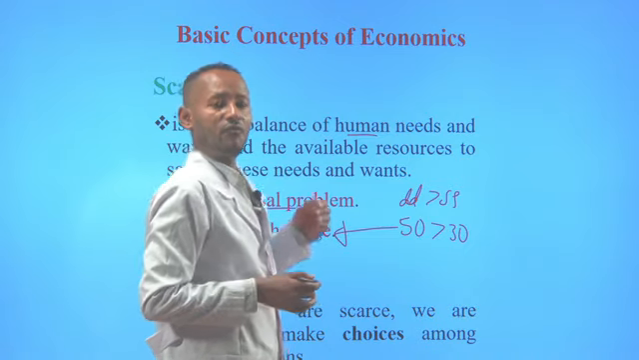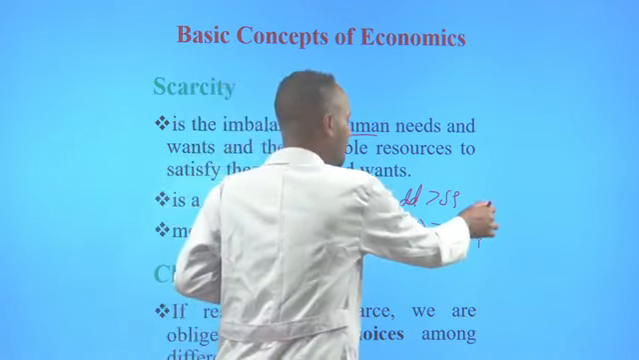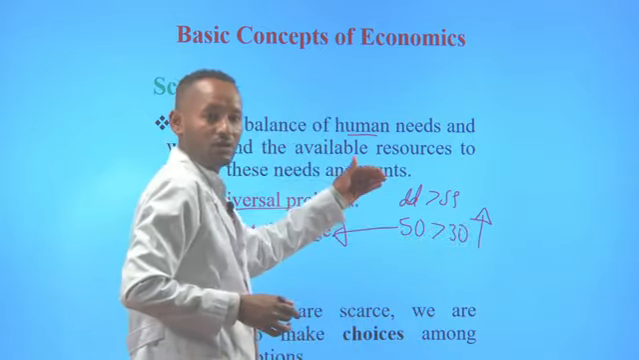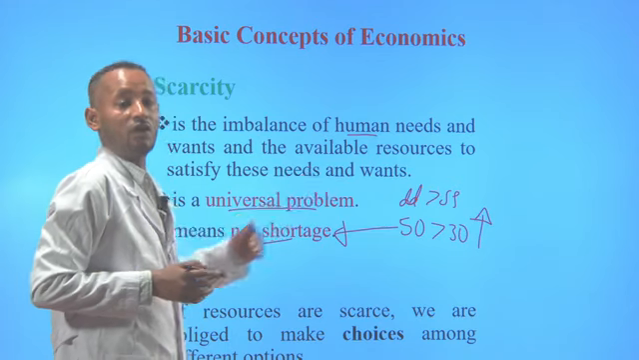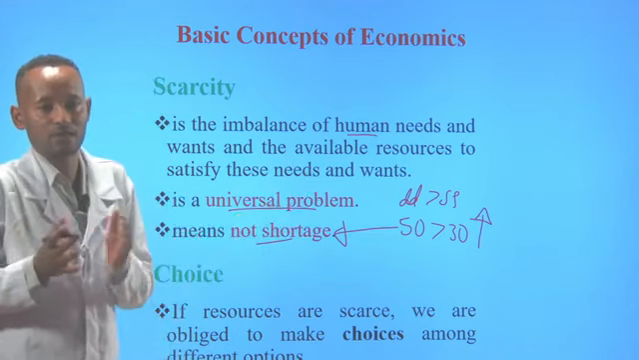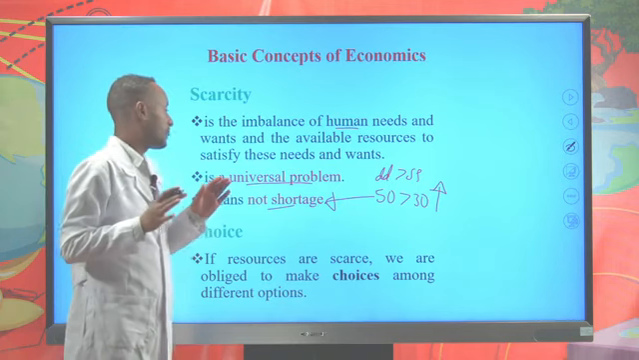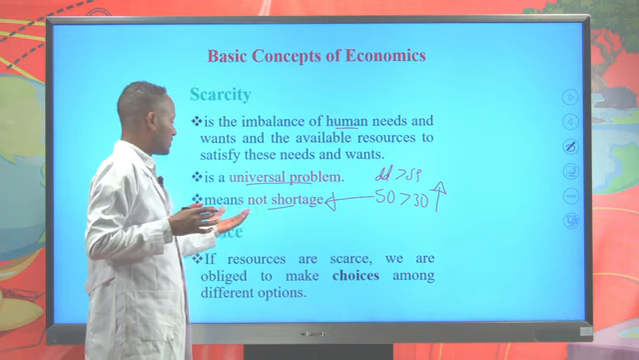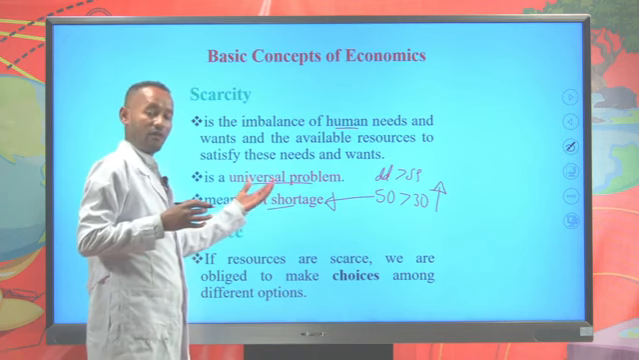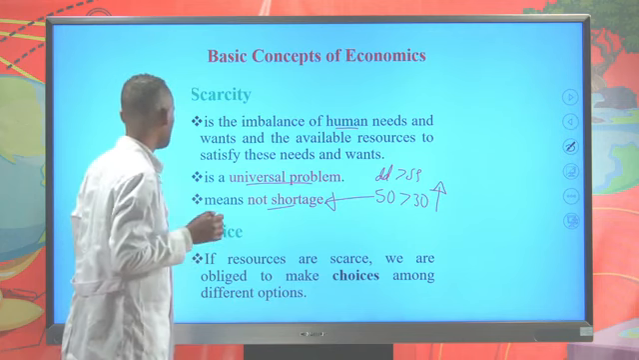So we can avoid the problem of shortage by increasing the supply of a commodity, since it occurs by an excess of market demand over market supply. By increasing supply of a commodity, we can avoid the problem of shortage, but we cannot avoid the problem of scarcity. So the major difference between shortage and scarcity is that we can avoid shortage, but we cannot avoid scarcity.